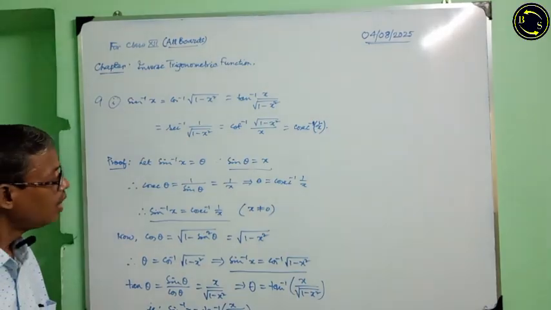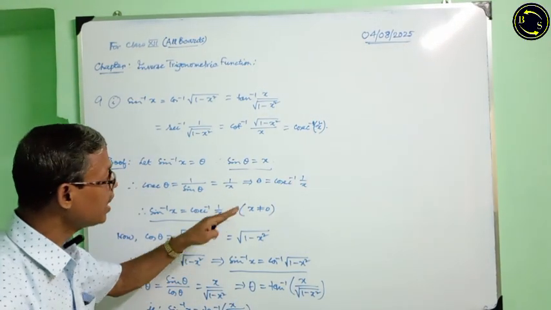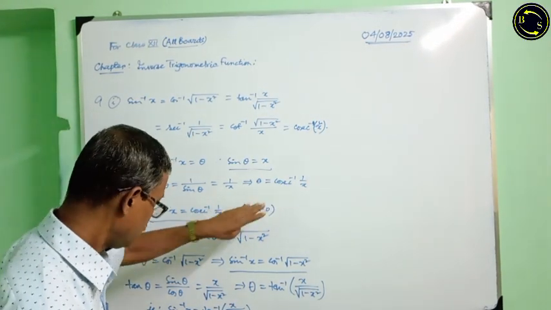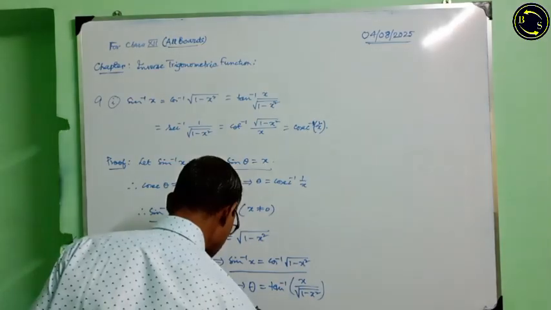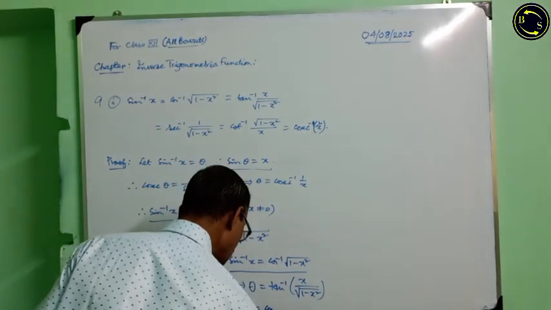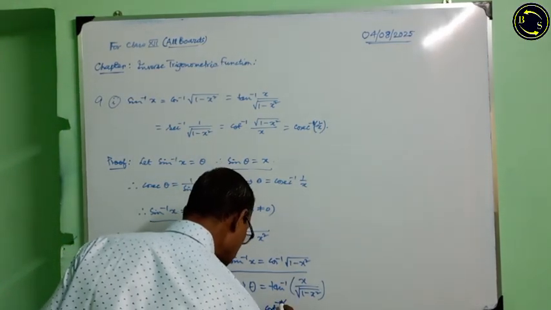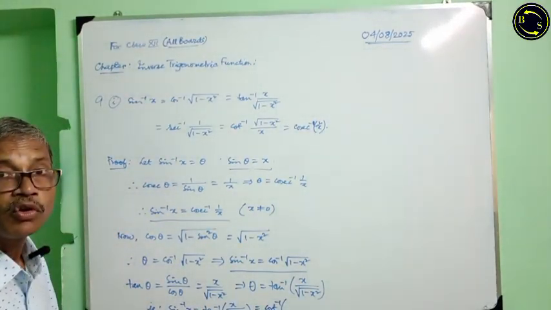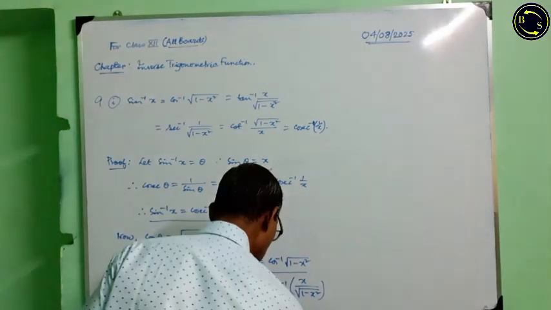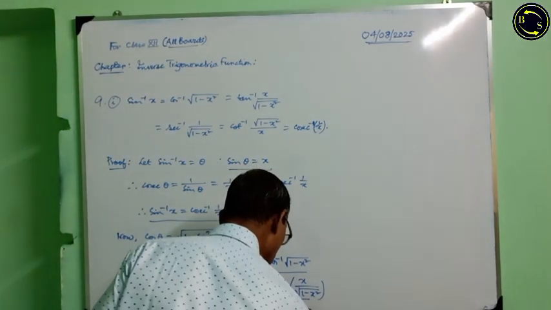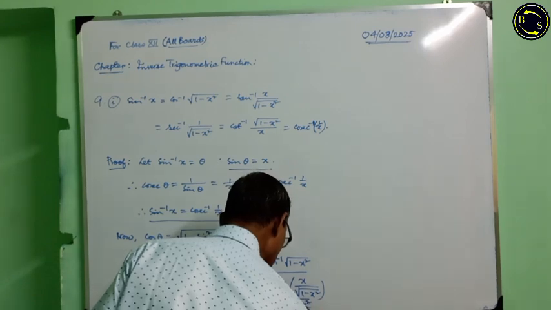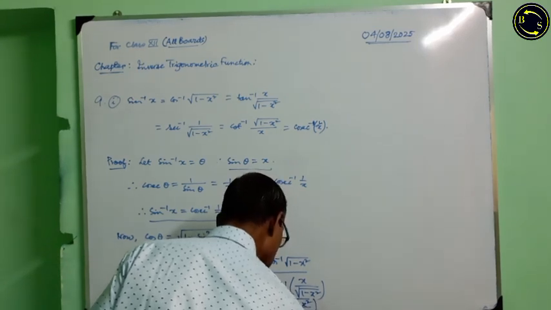Now, following the steps like this, we can easily prove tan inverse this equal to cot inverse, numerator denominator will be exchanged, root over 1 minus x square by x.